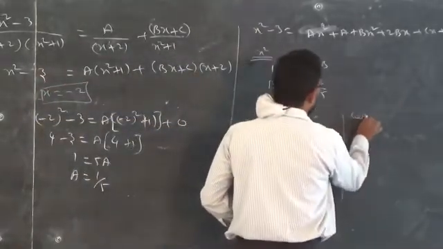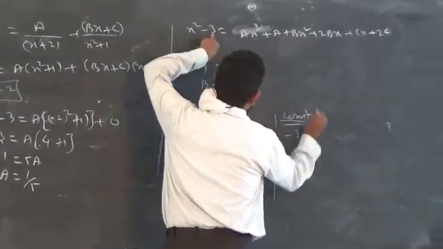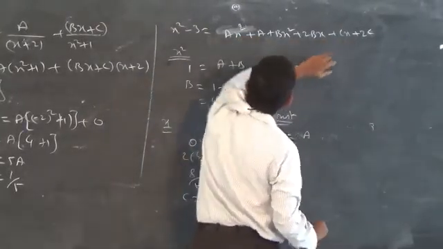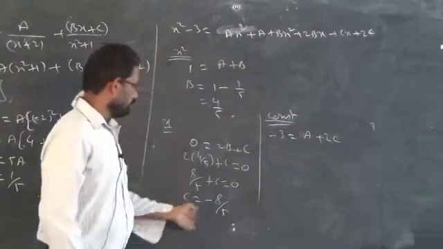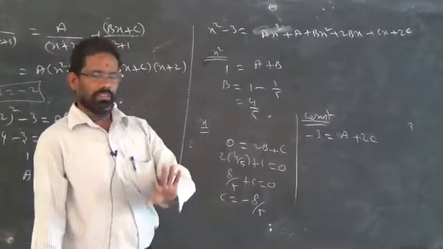When you compare the constant, what is the constant on the left side? Minus 3. What is the constant on the right hand side? a plus 2c. You check whether it is correct or wrong. This is just for your understanding purpose. You can follow any one method.